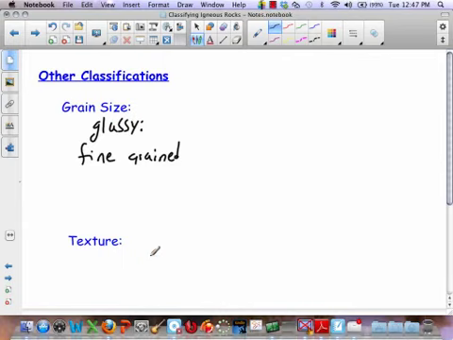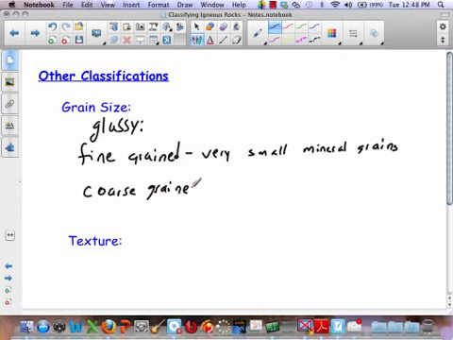So again, if it's a glass, there are no minerals that are forming on its surface. There's none. That's what needs to be a glass. So we have no mineral grains. If it's fine grained, we have very small mineral grains. And then we go to coarse grain or large grains. An example of that would be granite. And then we can also have very coarse, and these are called pegmatites.